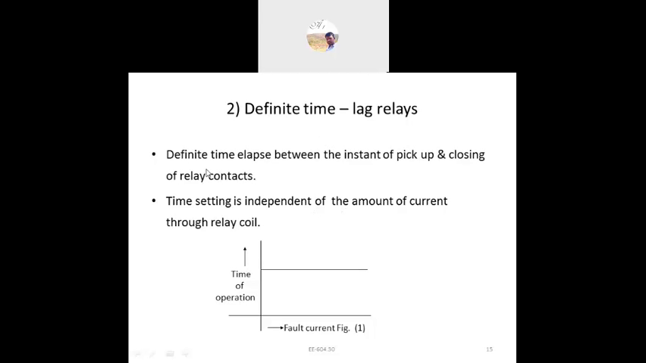A definite time elapses between the instant of pickup and closing of the contacts. The time setting is independent of the amount of current through the coil. There is a different time setting for, say, 10 amperes, and you have to operate after that much time. Because if a transient current comes and the relay operated at that time, that is not possible. So you have to check whether current is flowing continuously or only as a transient current.